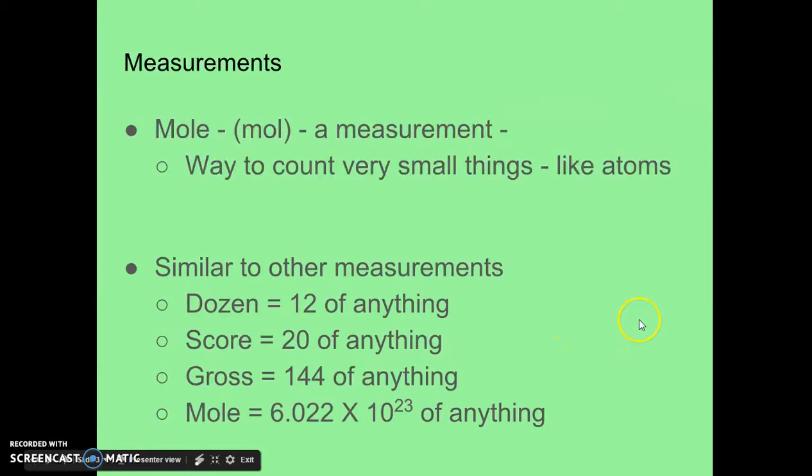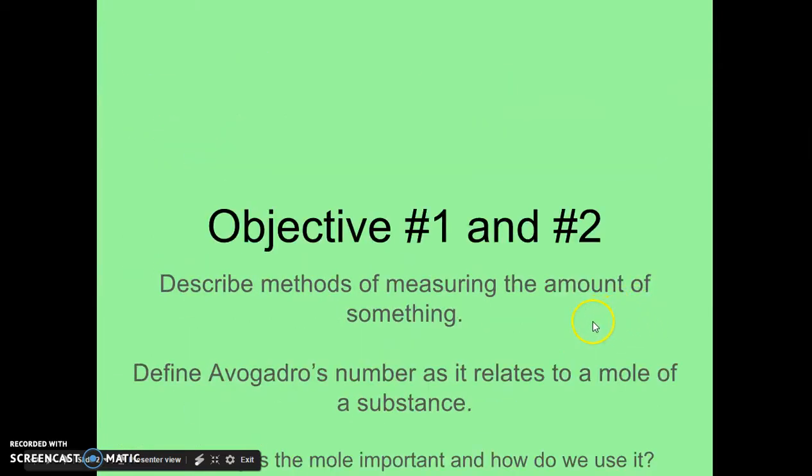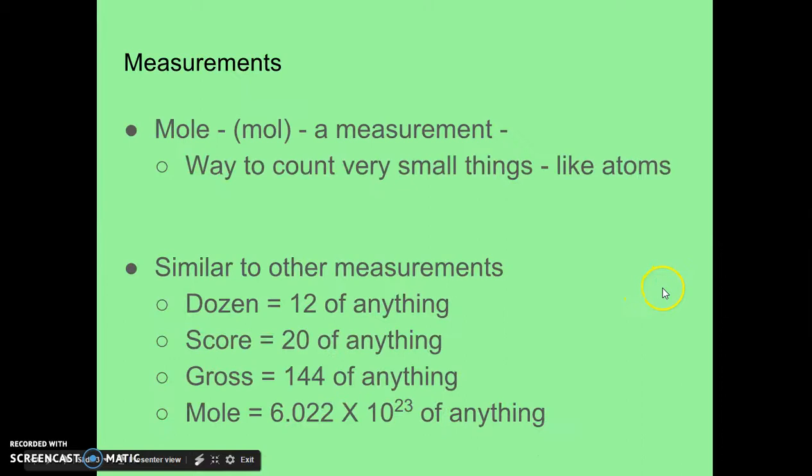So the first two objectives just go through what a mole is, because you have to understand what a mole is before we can do stoichiometry. So: describe methods of measuring the amount of something, and define Avogadro's number as it relates to a mole of a substance. Our essential question is, why is the mole important and how do we use it?